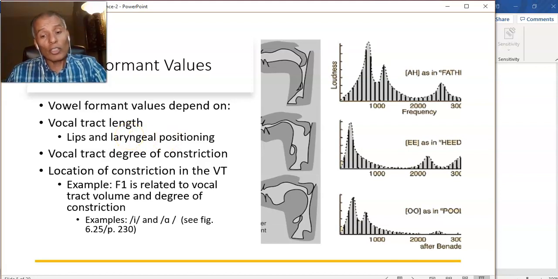So you can even predict sometimes, if you are speaking on the phone, the size of someone's neck, and maybe to some extent the configuration of their face, based on what you hear.